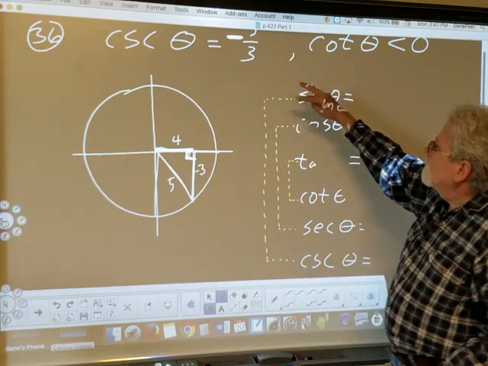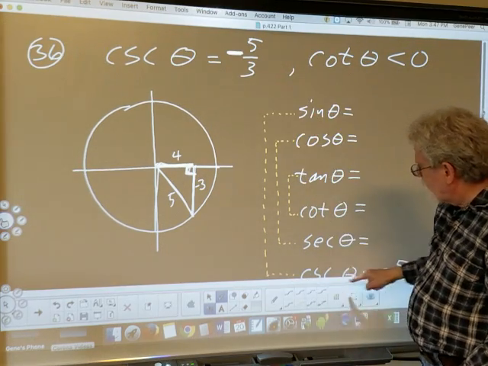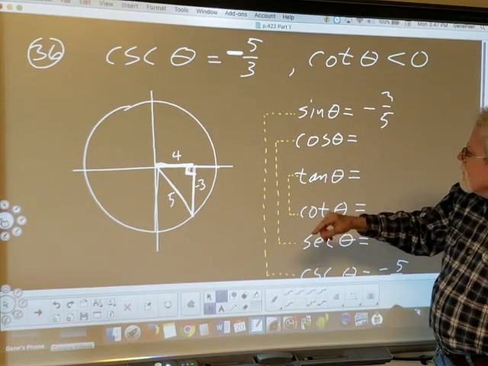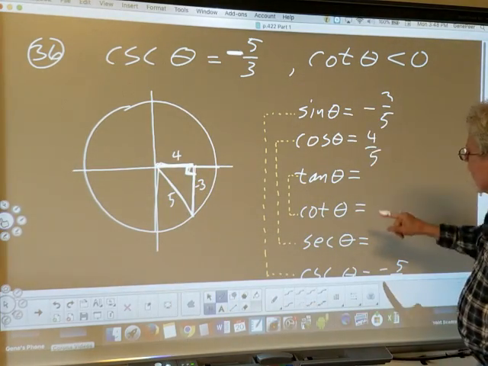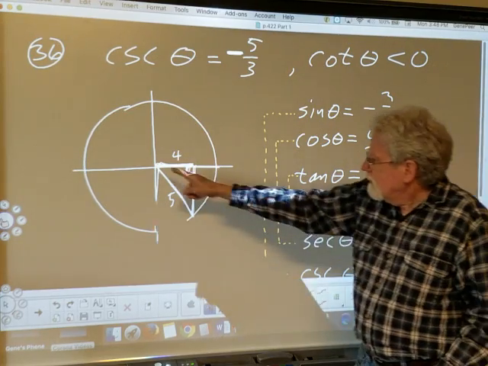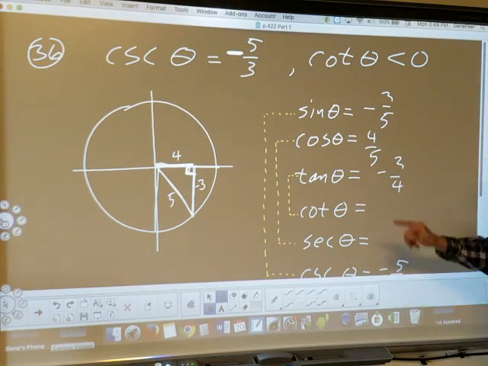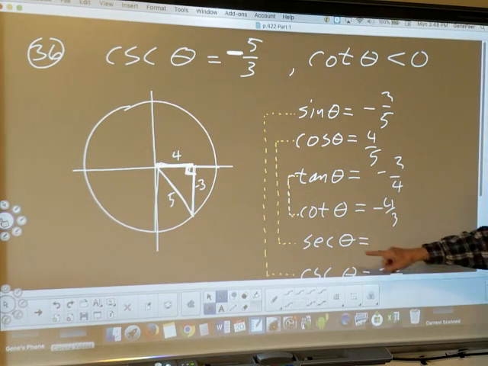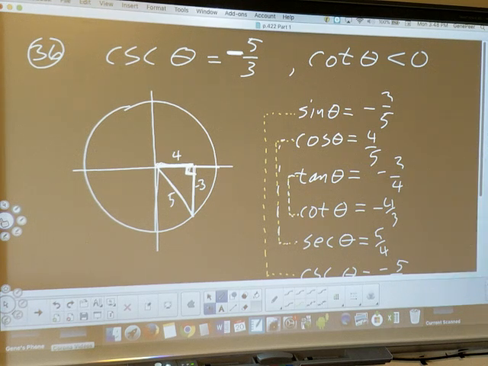Sine. Well, sine is just the reciprocal of this guy. We don't even have to look at the unit circle for sine, because we know it's the reciprocal of cosecant, so it's negative 3/5. Cosine, adjacent over hypotenuse, that's 4/5. Tangent, opposite over adjacent, that's negative 3/4. And then the reciprocals. Cotangent, the reciprocal of tangent, so that's negative 4/3. Secant, the reciprocal of cosine, so that's going to be 5/4. And we already knew what the cosecant was because it was given to us. And we're done.